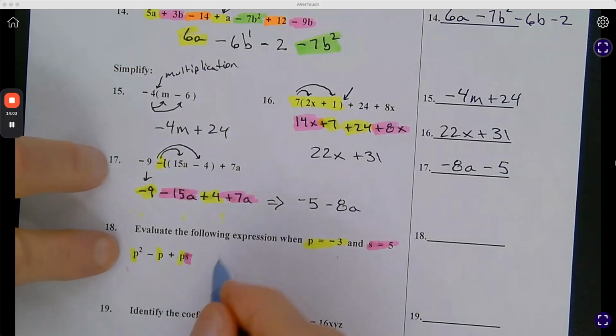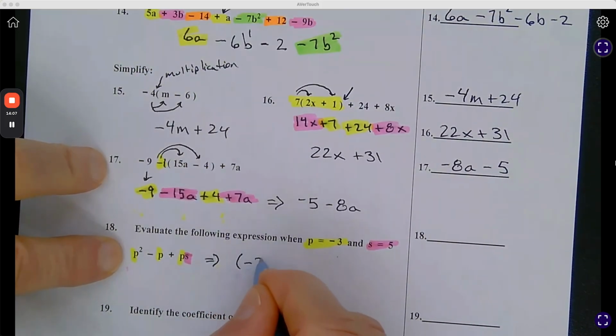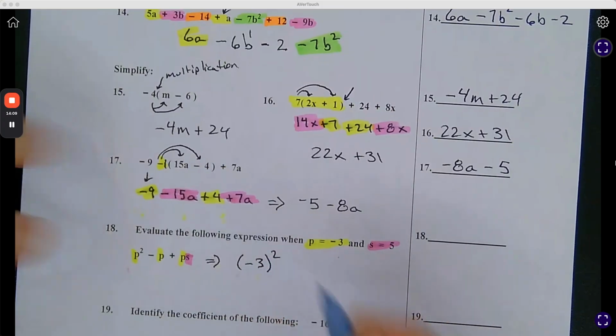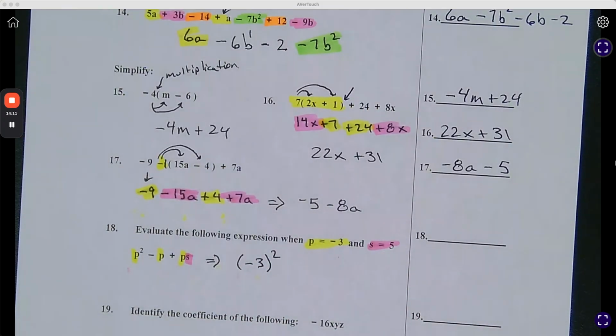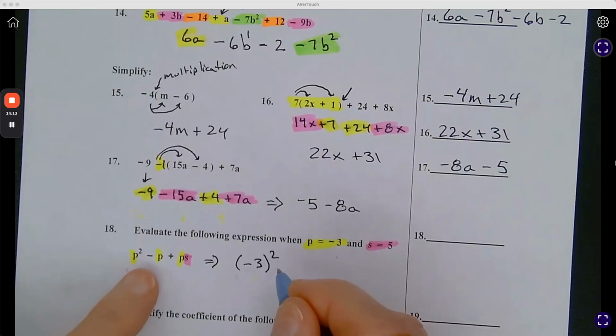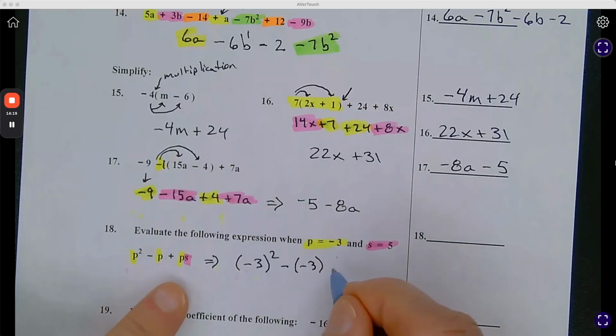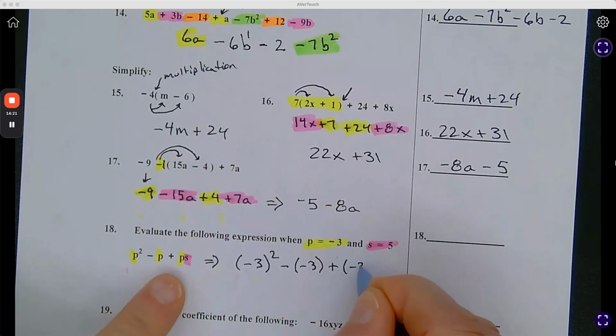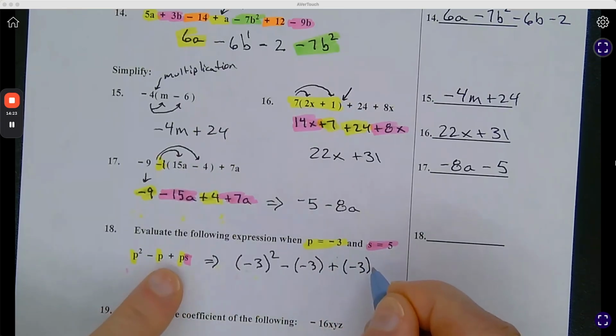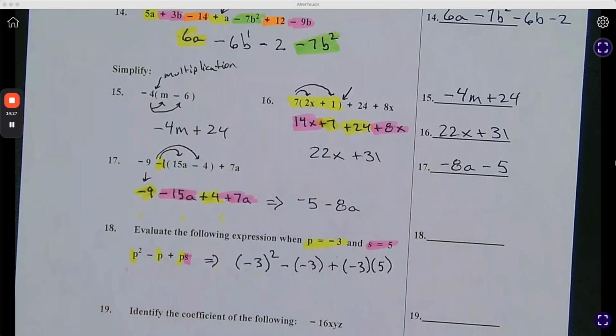Notice that exponent of 2. So when I substitute in, and there's an exponent, I got to put what I'm substituting in parentheses. And then I square all of that. The next thing I see is a minus. And then again, I'm going to use parentheses. It's a good habit. When you substitute in, use parentheses. PS means P times S, like so.